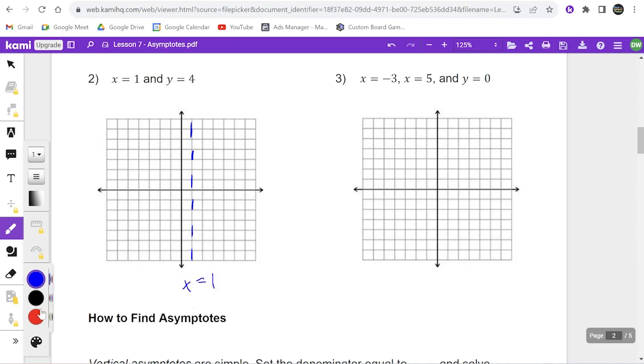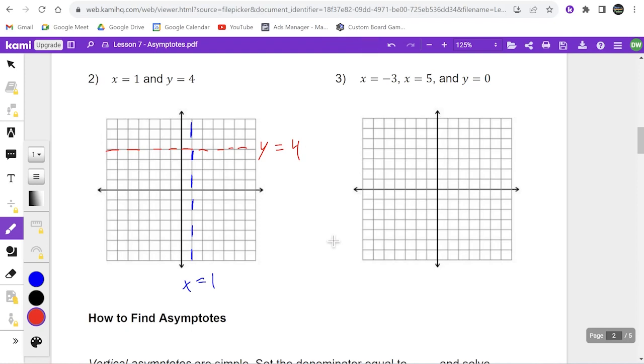That's x equals 1. And then y equals 4, that's going to be a horizontal line at 4. 1, 2, 3, 4, right there. So there we go, there's the asymptotes for this one. And again, the graph could look like anything as long as it doesn't cross those lines.